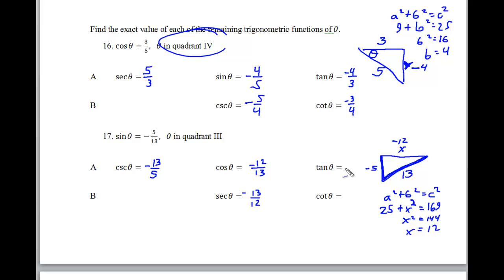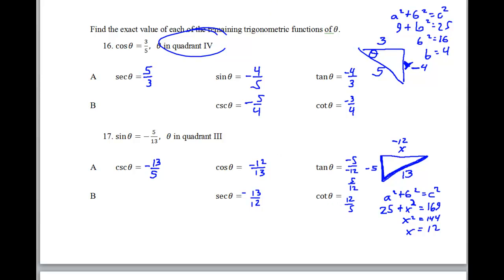Tangent. The tangent value right there is going to be our opposite over adjacent. Now see, the opposite over adjacent is negative 5 over negative 12, which can be simplified to 5/12. And then our cotangent is going to be the reciprocal of that, which is 12 over 5.